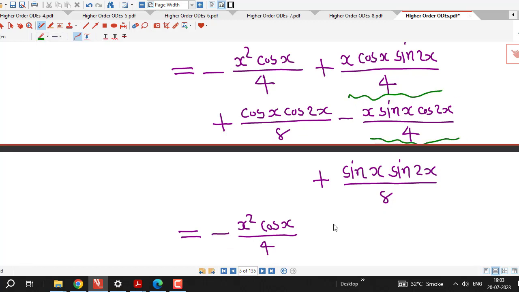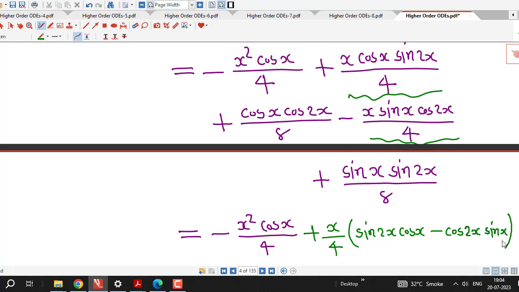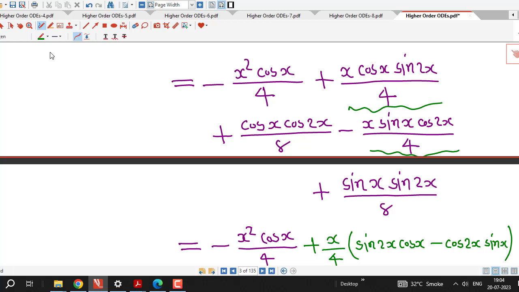Here I will take x by 4 common, plus x by 4, and in the bracket here I have sin 2x into cos x minus cos 2x into sin x. Similarly, let me combine these two terms.